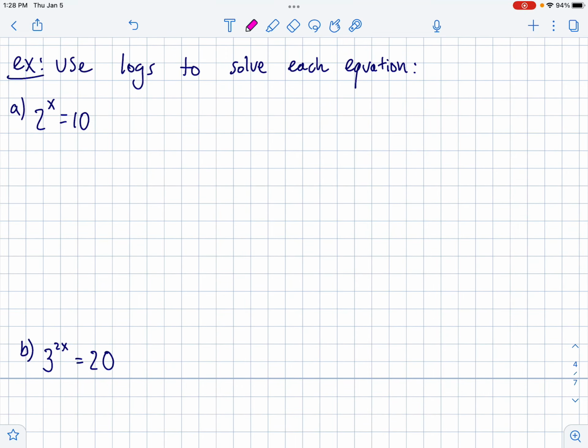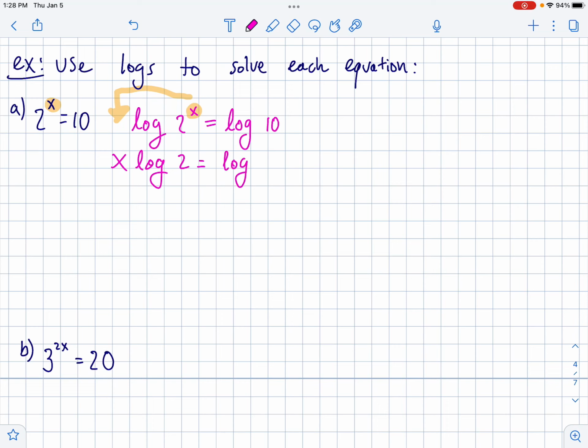Now, let's actually start solving things with logs. There's no nice power of 2 that gives us 10, because 2 squared is 4, 2 to the third is 8, and 2 to the fourth is 16. So it's somewhere in between 3 and 4. Here's how you use logs to solve this. You log both sides.